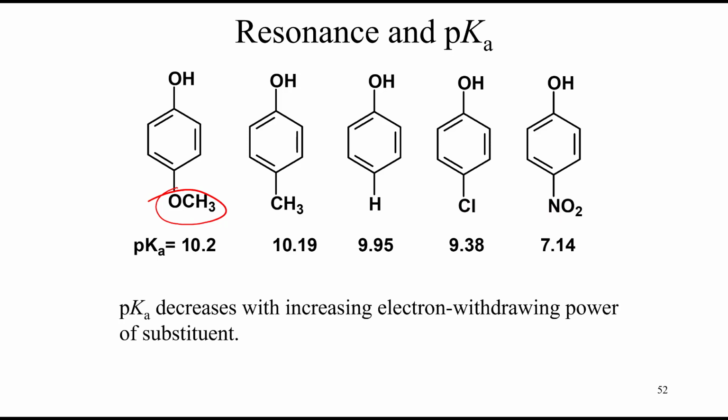If you look at the pKa's, you'll notice there's a progression from relatively high to relatively low pKa. So electron withdrawing groups in general decrease the pKa, or increase the acid strength. So electron withdrawing groups increase the acid strength.